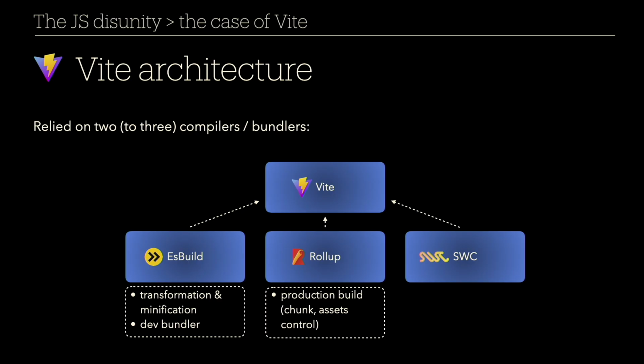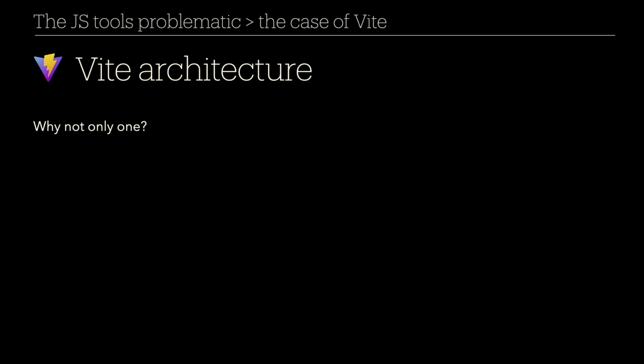Vite used to use Rollup, which is of course slower because it's based on JavaScript, but which has lots more control in the way that the bundle is done. And as I mentioned, SWC is mostly used for React and React Refresh. So yeah, why not only one?